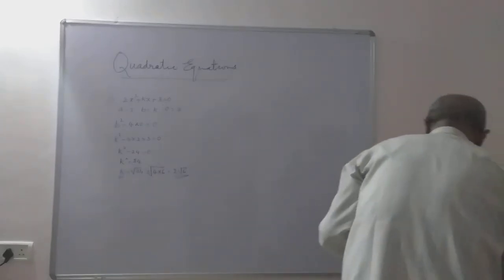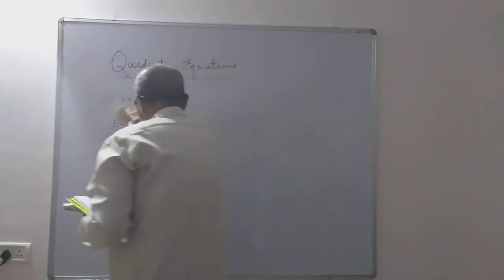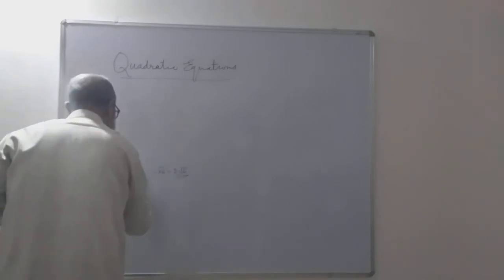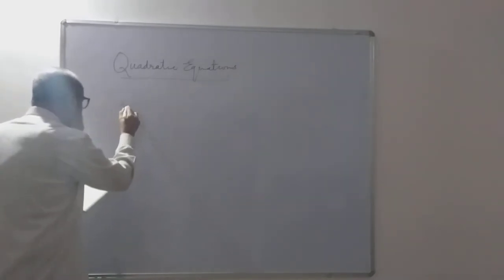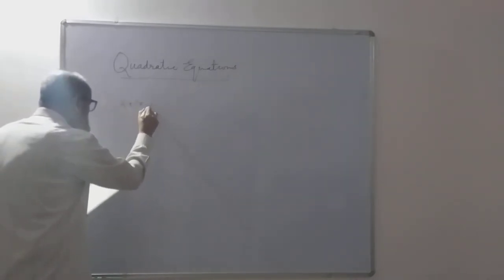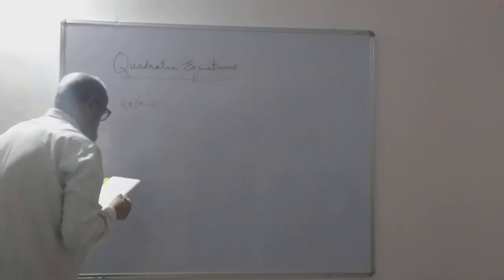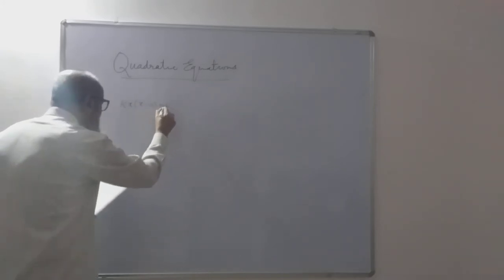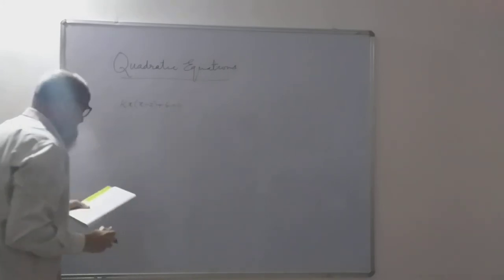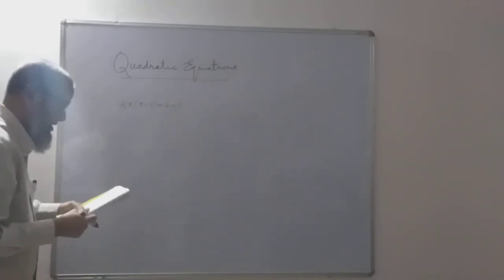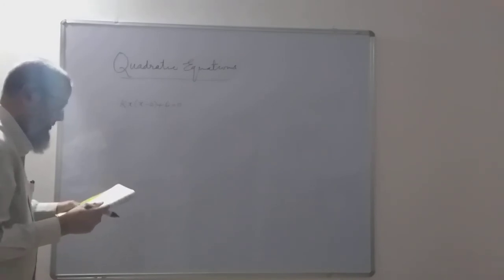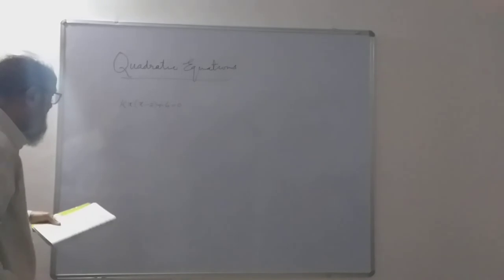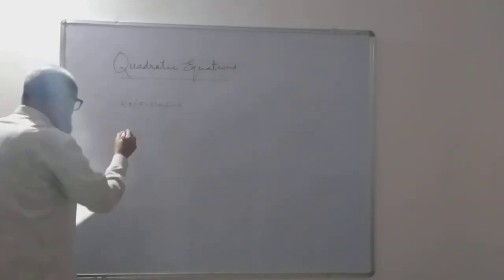Second one, very quickly, same condition, the equation should have equal roots. Again, we have one unknown quantity. We have to find the value of that unknown quantity. Kx into x minus 2 plus 6 is equal to 0. This is the given equation. He wants this to have equal roots. Then what is the value of k so that it can have equal roots?